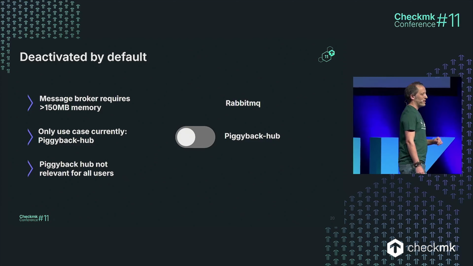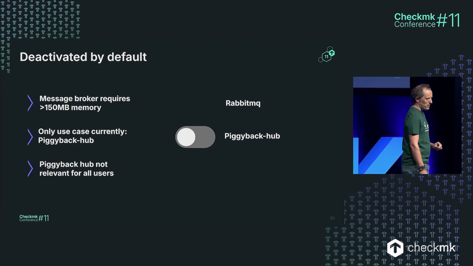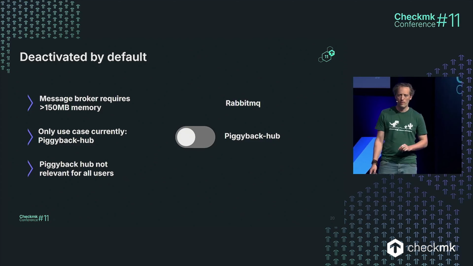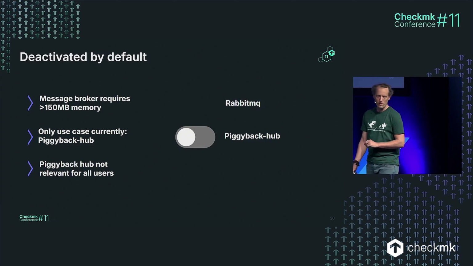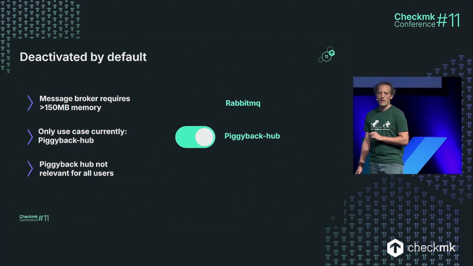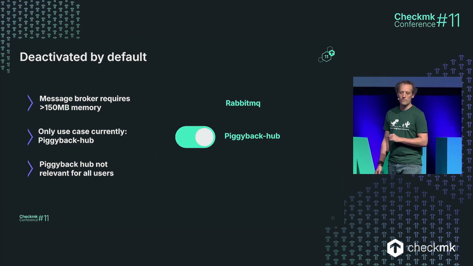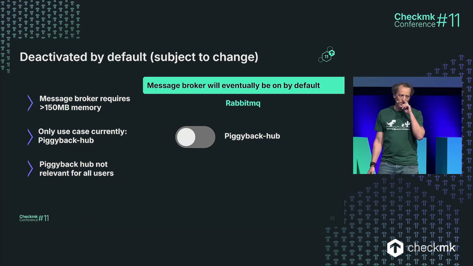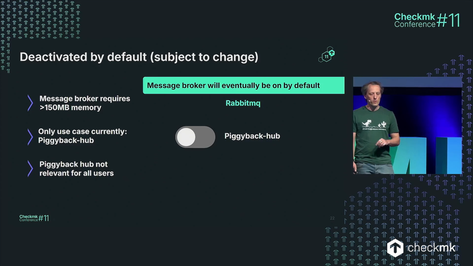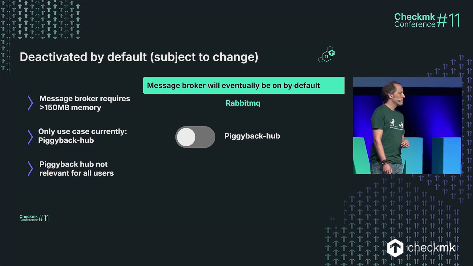Take a look at the picture. There's one global setting to turn on the Piggyback-hub. There is no configuration option to turn on or off Rabbitmq. If you enable the Piggyback-hub, we will turn on Rabbitmq, because obviously you will need it in that case. But that might change in the future. So we deliberately didn't add a switch for Rabbitmq, because at some point, maybe we will use Rabbitmq for other things, and then we will need to have it running regardless of whether the Piggyback-hub is running or not.